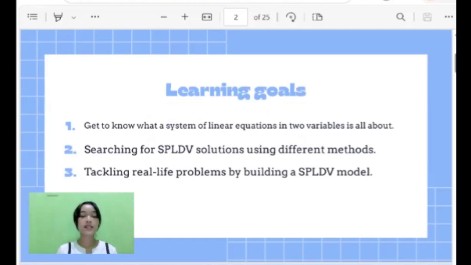Before we begin, let's see our learning objectives first. First, get to know what a system of linear equations in two variables is all about. Second, searching for SPLDV solutions using different methods. Third, tackling real-life problems by building a SPLDV model. So today we will not only learn the formulas but also understand how to use mathematics in real situations.